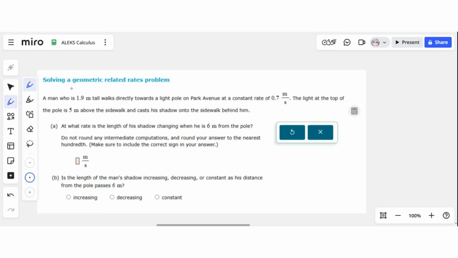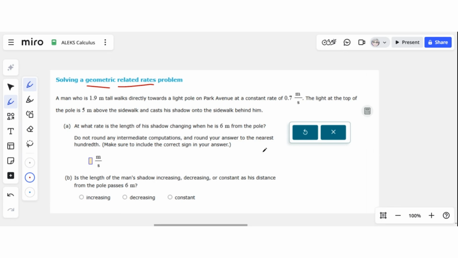In this problem, we are doing what's called a geometric related rates problem. These are interesting problems that have applications to the real world, and you look at how fast one thing is changing in relation to another, or how fast they're both changing in relation to time. So let me show you how this one works.